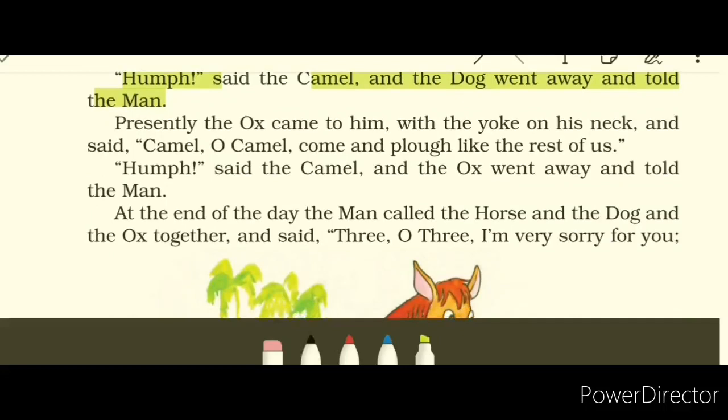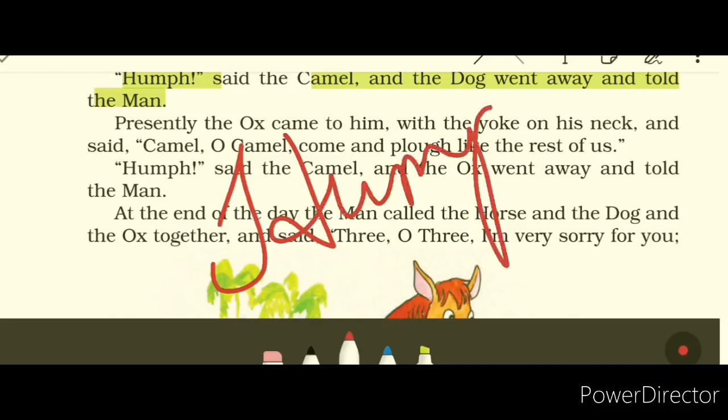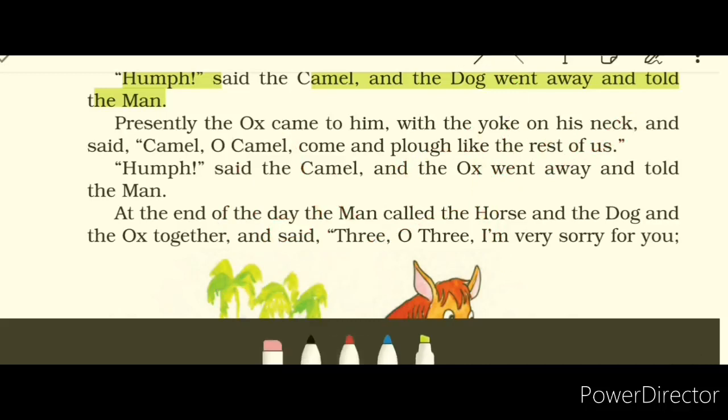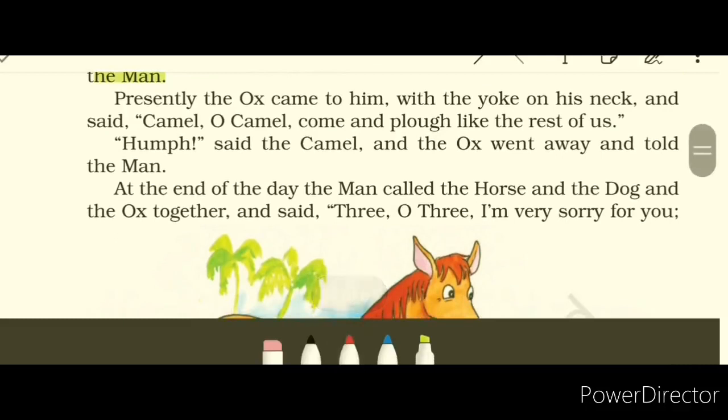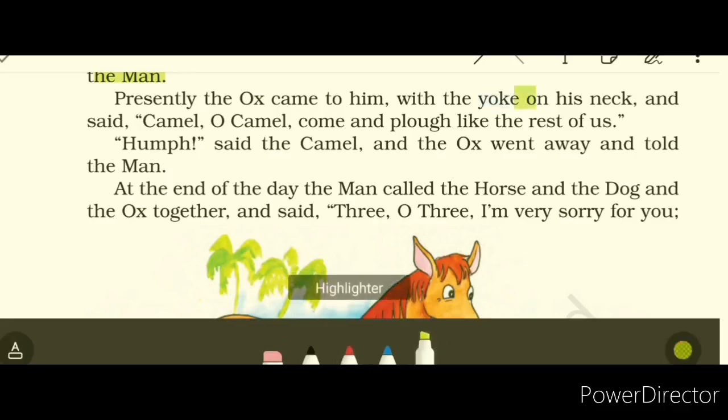Now, two animals were done and dusted. They approached the camel, but all they received in return was humph. The camel would always say humph. Moving on. Presently, the ox came to him with the yoke on his neck and said, camel, O camel, come and plow like the rest of us. Humph, said the camel, and the ox went away and told the man. So now another animal joins the bandwagon and approaches the camel. He comes with a yoke, one of the agricultural tools, as you know.